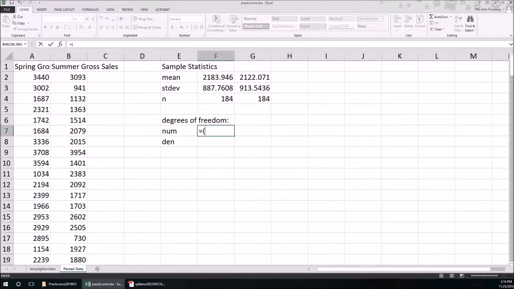So that's going to be equal to s1, so that's the standard deviation, to the power of 2 divided by n1, plus s2 to the power of 2 divided by n2. And that's going to be squared. Again, notice that the caret is found at the top of the 6. So there's the numerator. The denominator is going to be a little bit more complicated.